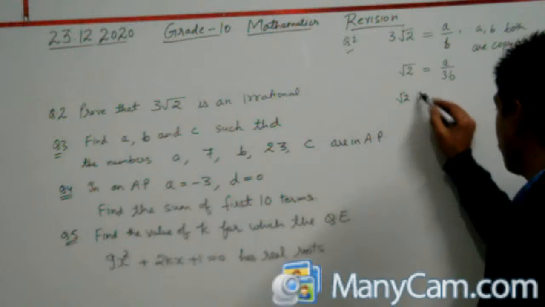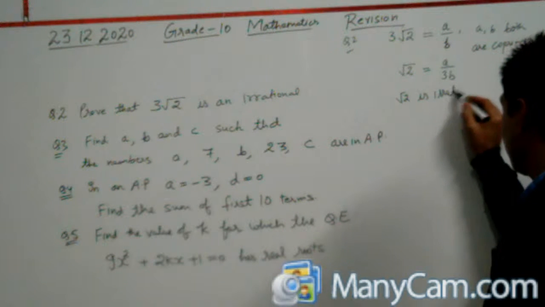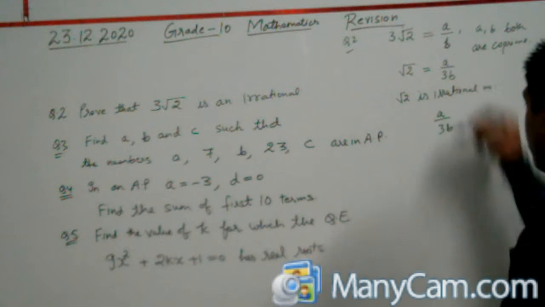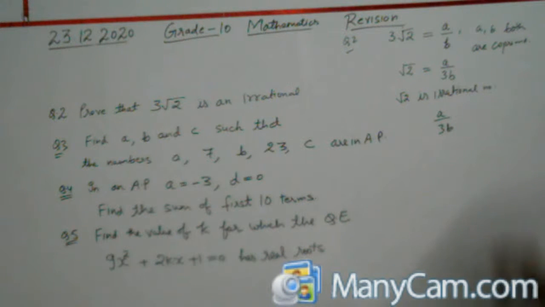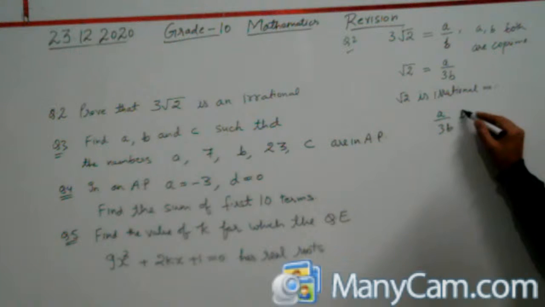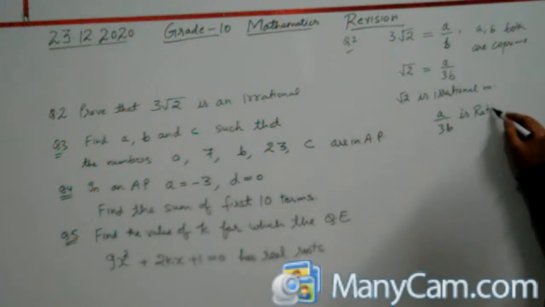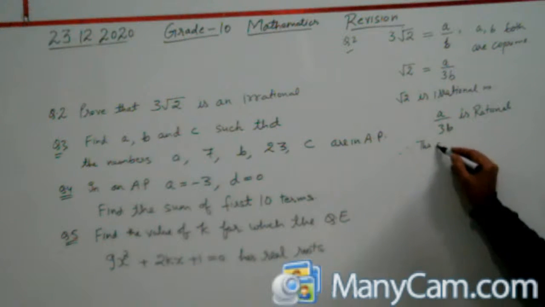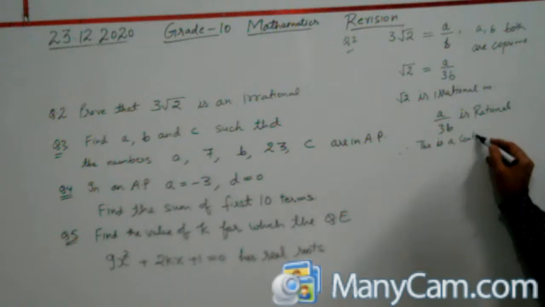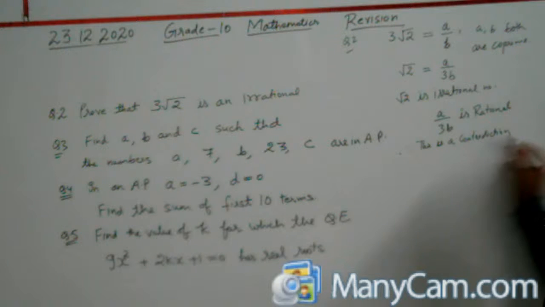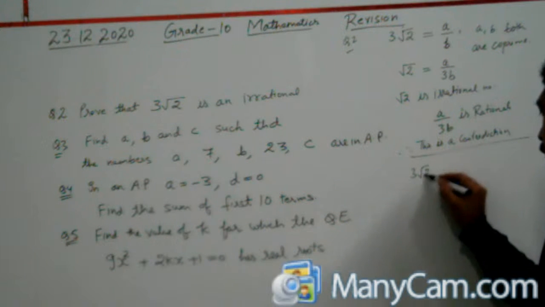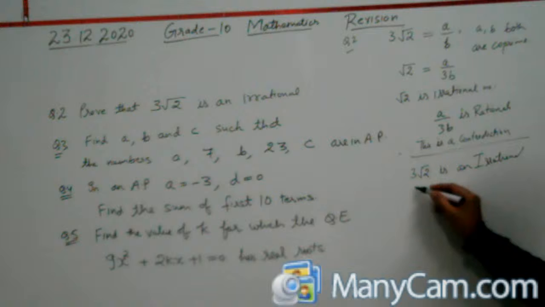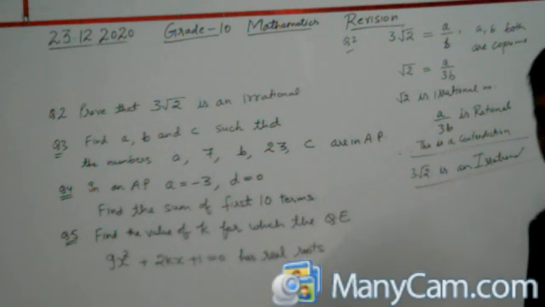We know under root 2 is an irrational number, right? But what is a upon 3b, where a and b are two co-prime numbers? Here a upon 3b is a rational number. So this is a contradiction. Therefore we can say 3 upon under root 2 is an irrational number. So under root 3 upon 2 is an irrational number.